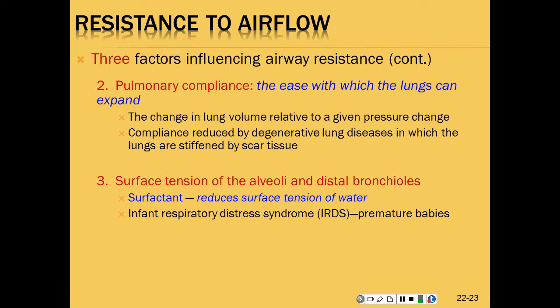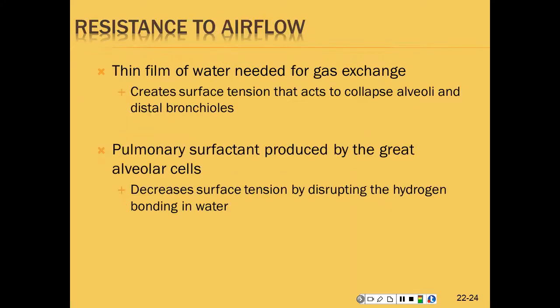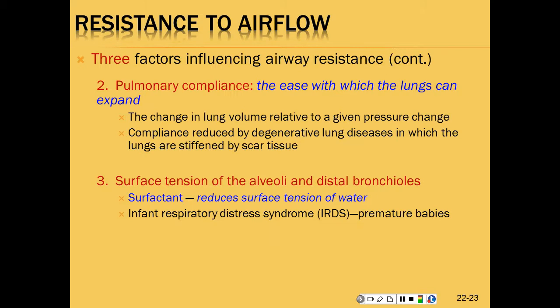Surface tension, number 3. Surface tension of the alveoli and distal bronchioles. Now, there's a thin film of water that's over the epithelium of the alveoli, and is necessary for gas exchange, but may be a problem for pulmonary ventilation if hydrogen bonding causes alveoli collapse. Okay. The greater alveolar cells produce a surfactant, which disrupts hydrogen bonding and reduces surface tension.